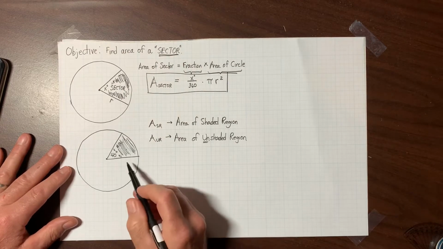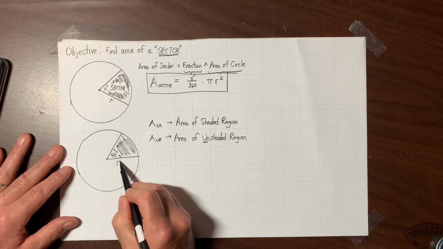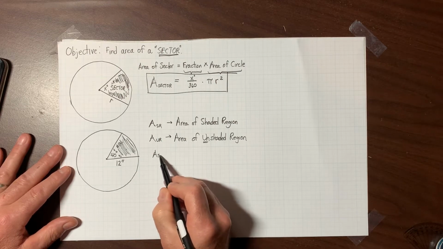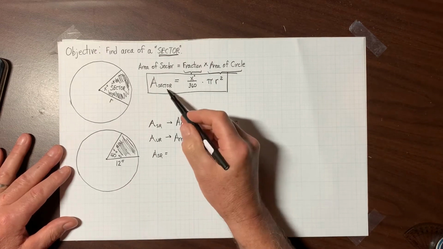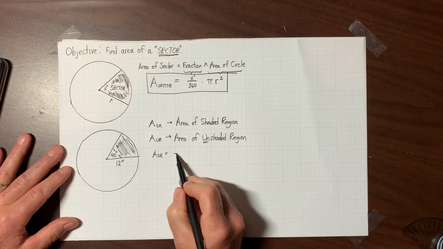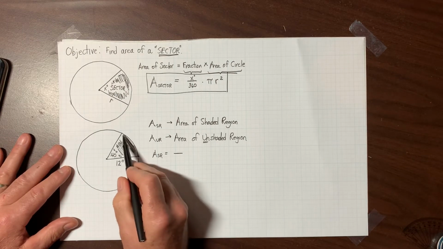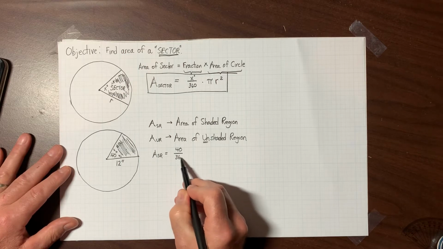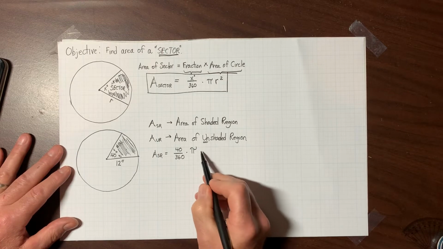Let's suppose I tell you that the radius of this circle is 12 inches. And we want to find the area of the shaded region. The shaded region is a sector. The area of the sector is a certain fraction times the area of the circle. The fraction would be the degree measure of that arc. That's a 40-degree central angle and a 40-degree arc. So it's 40 divided by 360 times the area of the circle, which would be pi, times the radius, which is 12 squared.